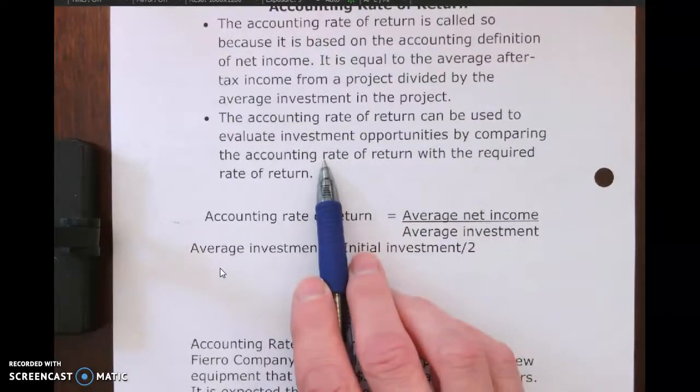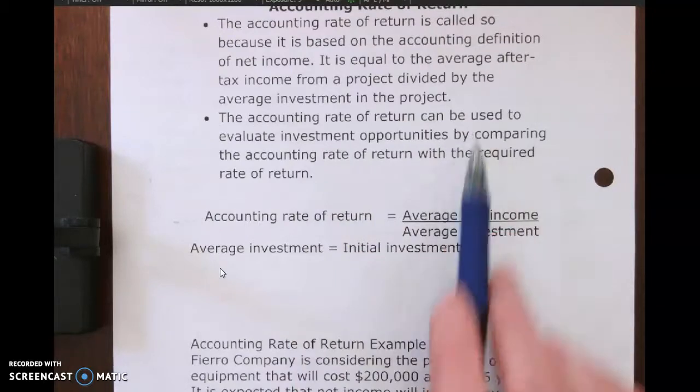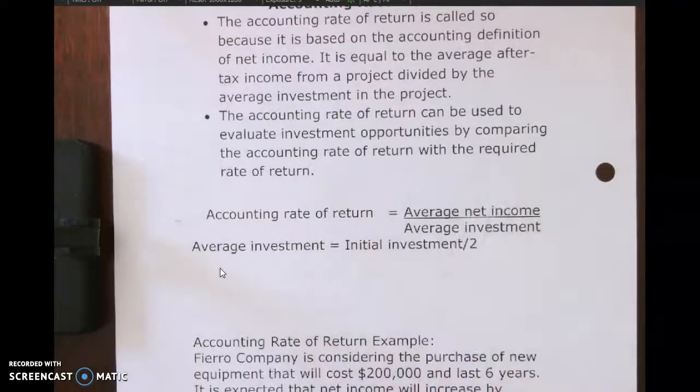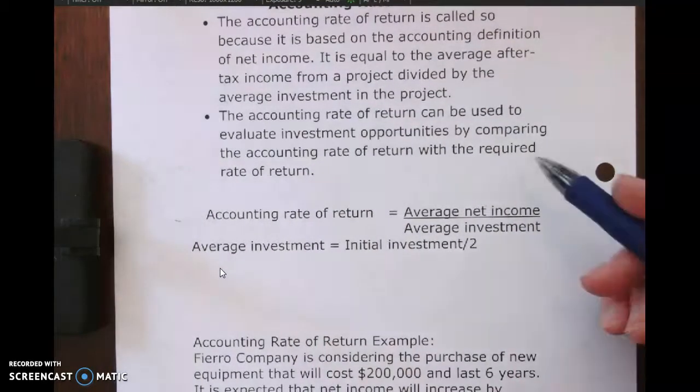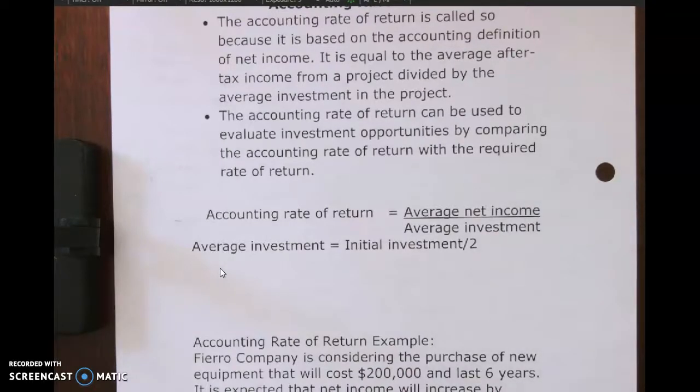And that can be used to evaluate investment opportunities by comparing their accounting rate of return against our required rate of return. So obviously if our accounting rate of return is higher than our required, it's something we should do. If it's lower, it's not something we should do. Okay? So now we can look at the next page.